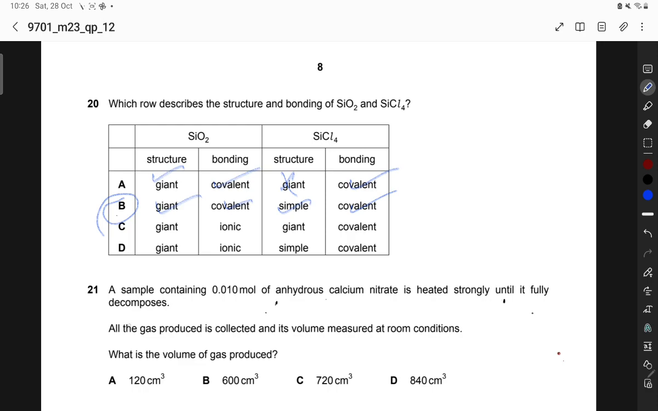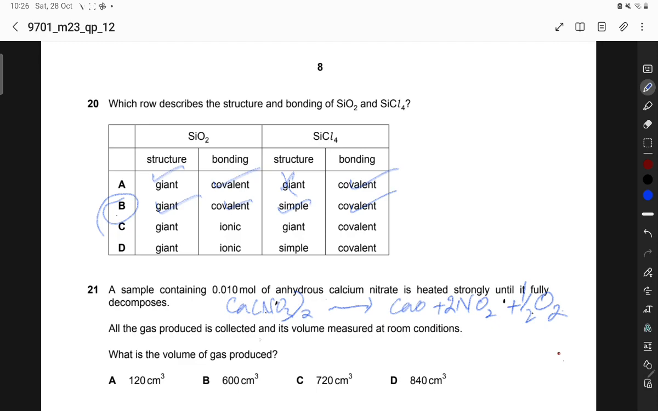Question number 21. A sample containing 0.01 mole of anhydrous calcium nitrate is heated strongly until it fully decomposes. All the gas produced is collected and its volume measured at room temperature and pressure. What is the volume of gas produced? So calcium nitrate decomposes to form calcium oxide plus nitrogen dioxide plus oxygen. So this reaction will be balanced.